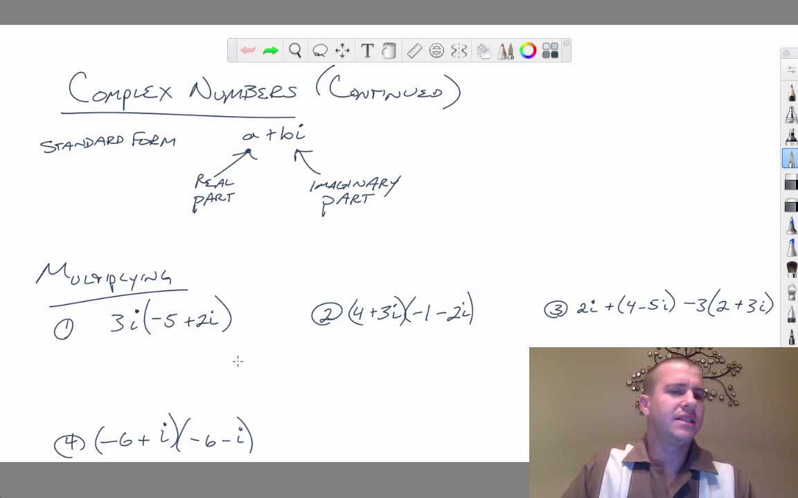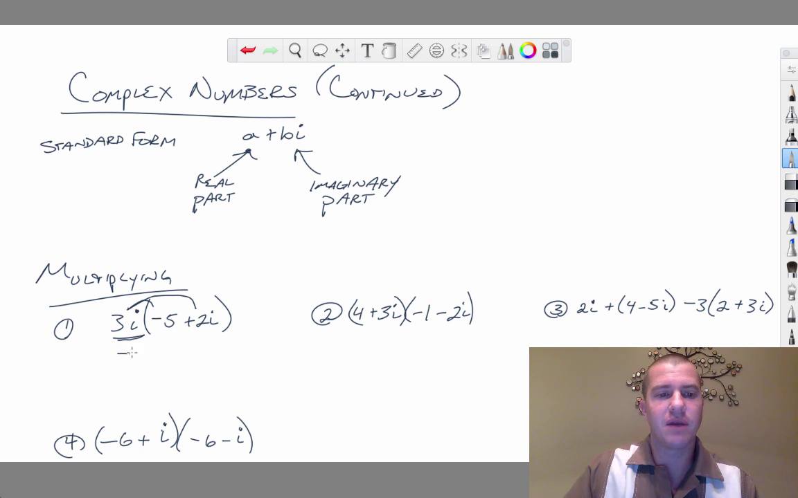So for one like this, the first one, understand this is not 3 plus i, this is just 3i. This is one term right here. So all you're doing is distributing this, okay? And just like before, these work very similar to normal variables. So all I'm doing is distributing.